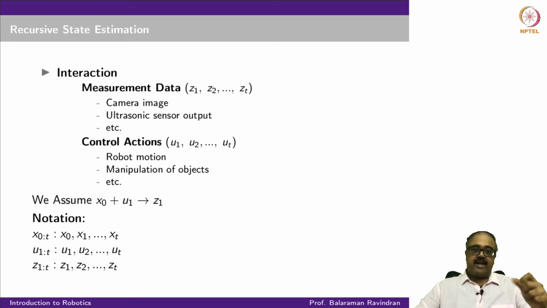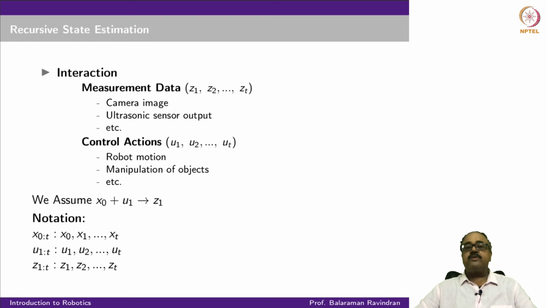There's a variety of things that you could do with respect to these control actions. So likewise, you have control actions, U1 to UT. Remember that X denotes the state, Z denotes measurement data, and U denotes the actual action that I take. And each of these sets of control actions, U1, U2, etc., could consist of multiple actions that you are doing, right?